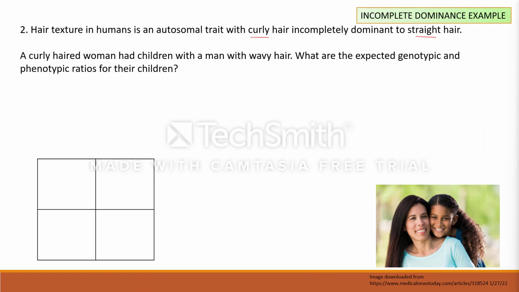With this information, now we can work on our problem. Our problem states that we have a curly hair woman and she's having children with a wavy hair man. So let's first write out the genotypes for the two parents. She's curly hair, so she's going to be HCHC, and he has wavy hair, so he will be HCHS. Remember that it is not sex linked, so it doesn't matter which one is the male and which is the female for solving this problem.